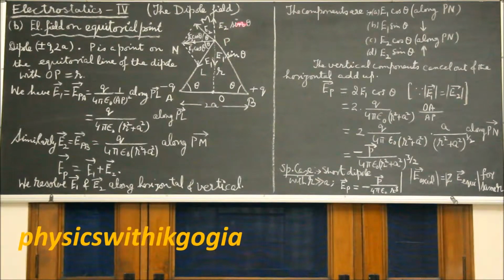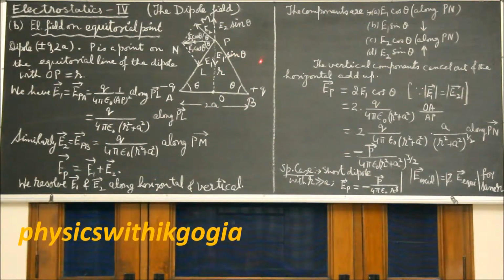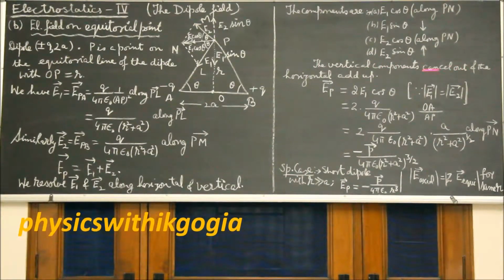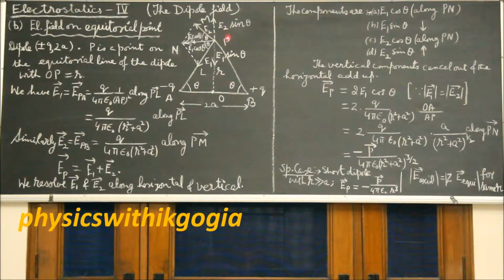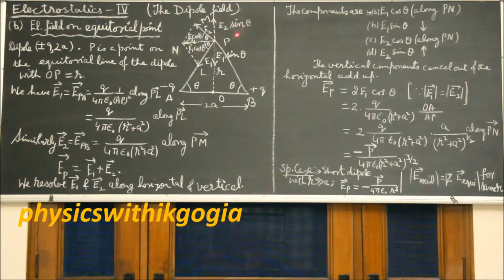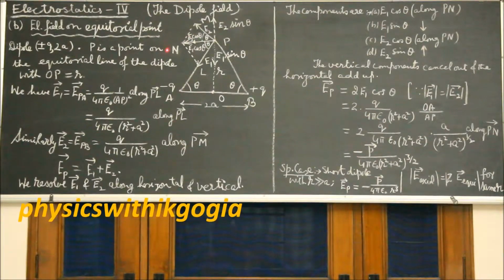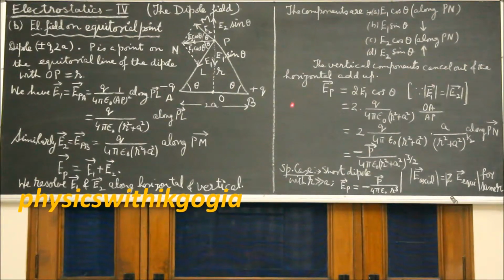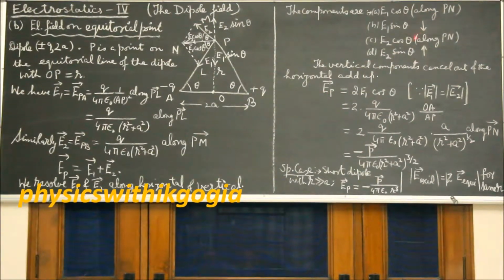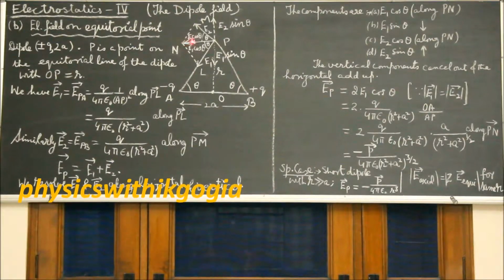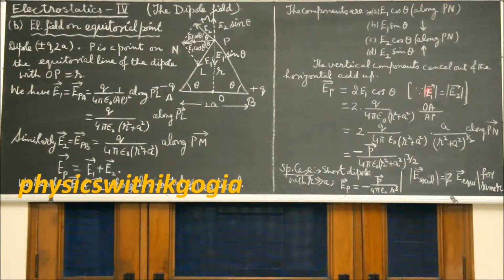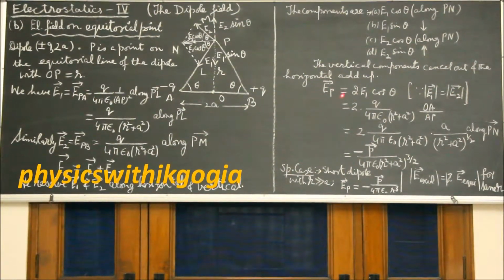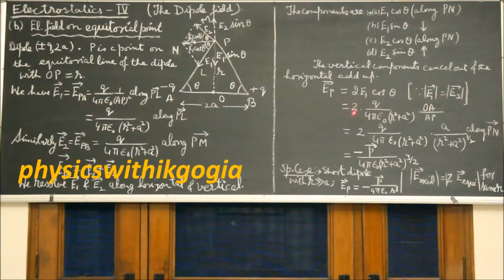The components E2 sin theta and E1 sin theta are equal and opposite, hence these vertical components cancel out. The horizontal components, E1 cos theta along PN and E2 cos theta also in the same direction, will add up. So the net field at P is given by E1 cos theta plus E2 cos theta, and since E1 is numerically equal to E2, we get the net field as 2 E1 cos theta.